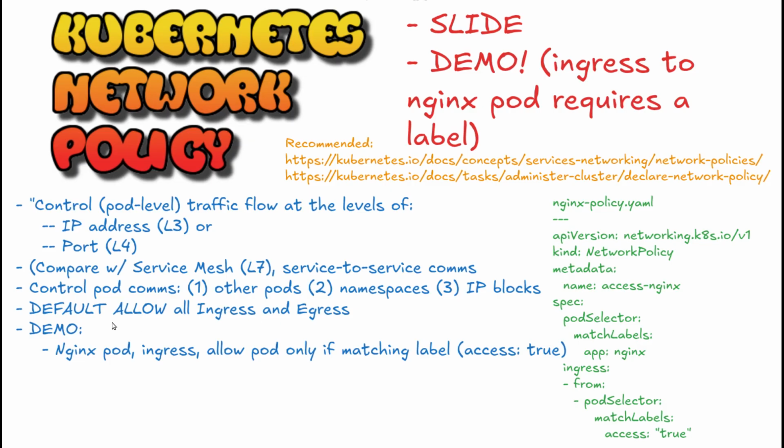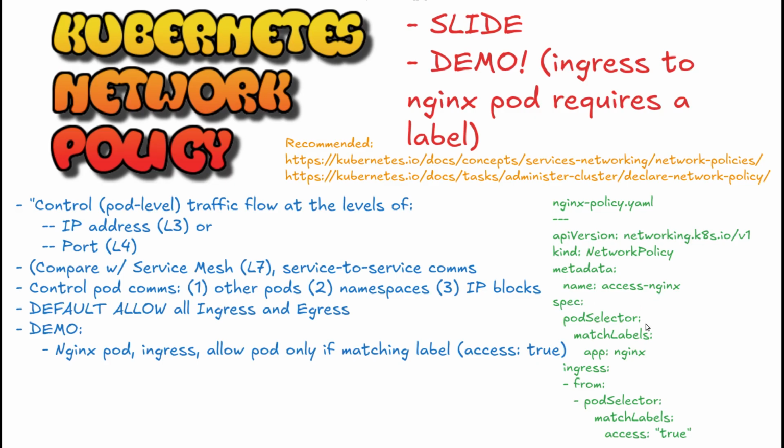And we're going to do a demo now, and I'm going to show you an Nginx pod that we'll create, and we're going to use a network policy to say to ingress on this pod, allow only other pods if they match this label, access true. And this is what the manifest looks like, the one that we're going to apply. So the API is coming from networking.k8s.io. It's kind NetworkPolicy, metadata name.